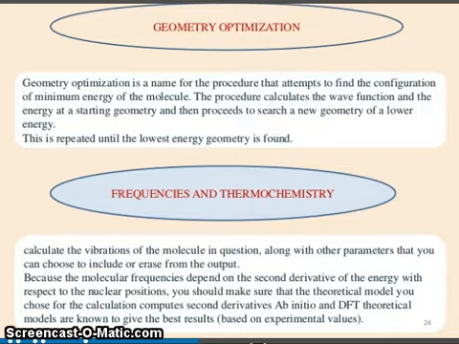Frequencies and thermochemistry: calculation of various vibrations of the molecule in question, along with parameters that you can choose to include or erase from the output. Because the molecular frequency depends on the second derivative of the energy with respect to the nuclear positions, you should make sure that the theoretical models you choose compute second derivatives. Ab initio and DFT theoretical models are known to give the best results.